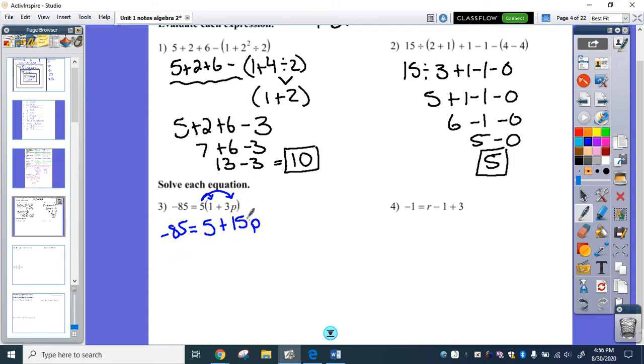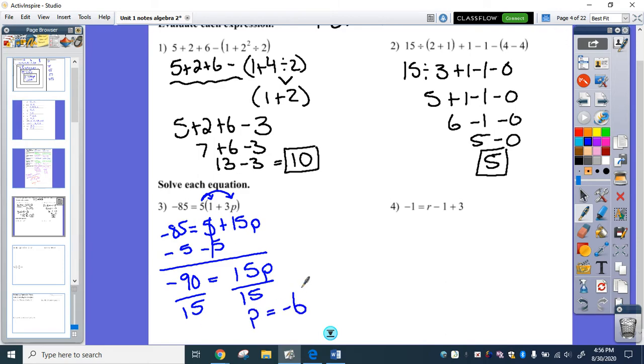And now if our job is to get the equation to solve for p, we're going to have to get rid of things that are not attached to p first. So we need to get rid of the 5. Well, negative 85 minus 5 is going to give us negative 90 equals 15p. And then we'll divide both sides by 15. Well, negative 90 divided by 15 will give me that p is equal to negative 6.